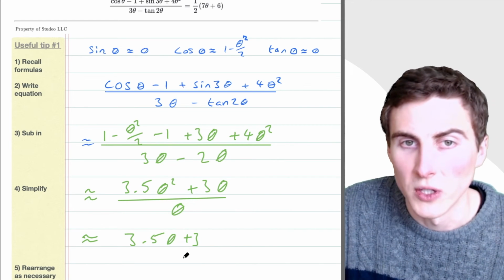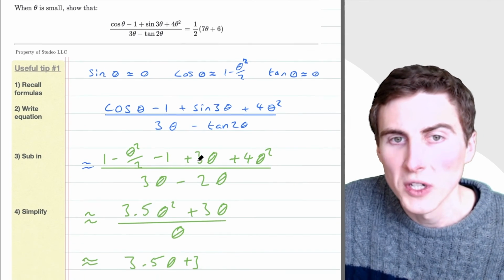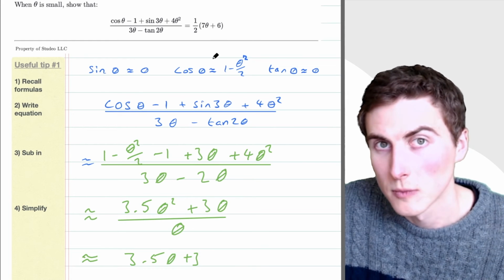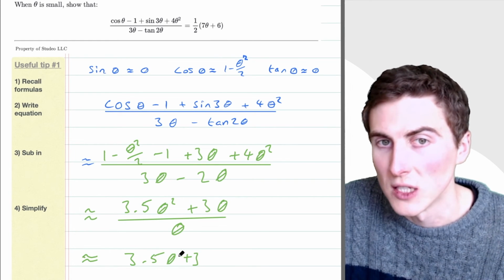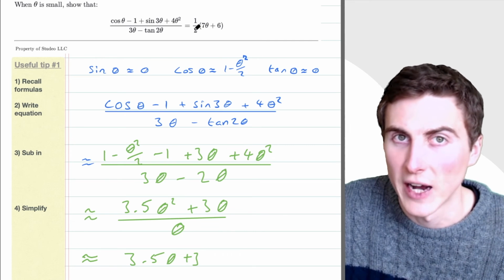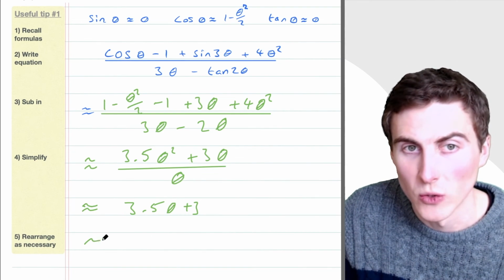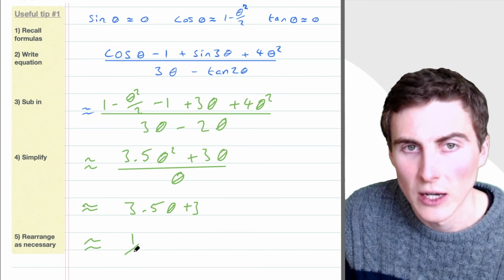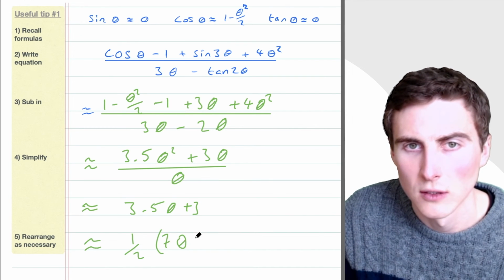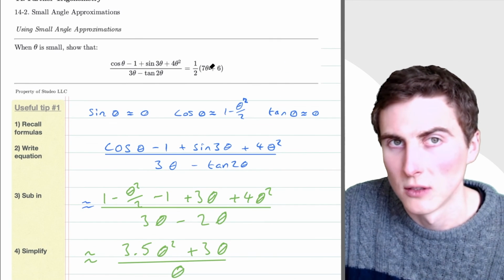So the last thing we need to do is rearrange it as necessary. So what we actually want to get is 1/2 of 7 theta plus 6, whereas we have 3.5 theta plus 3. So all they've really done here is take out a factor of 1/2. So we can do that, that's no problem. We don't really have to do anything different. We just take out a factor of 1/2. And so in brackets, we're going to have 7 theta plus 6, which is exactly what they wanted.